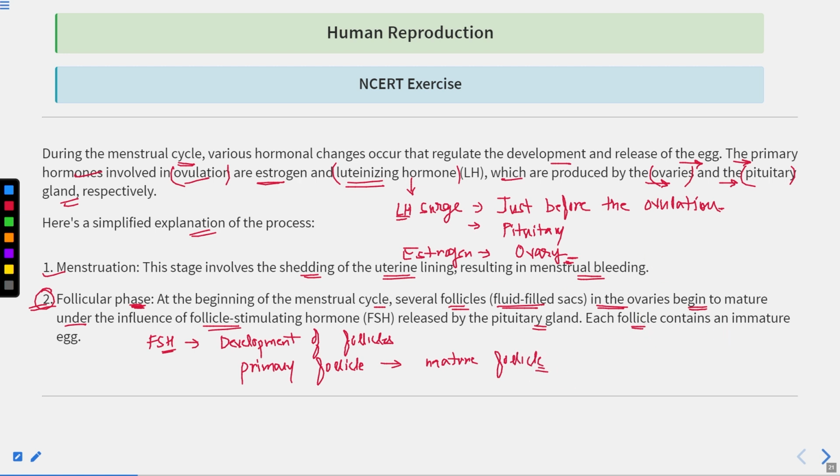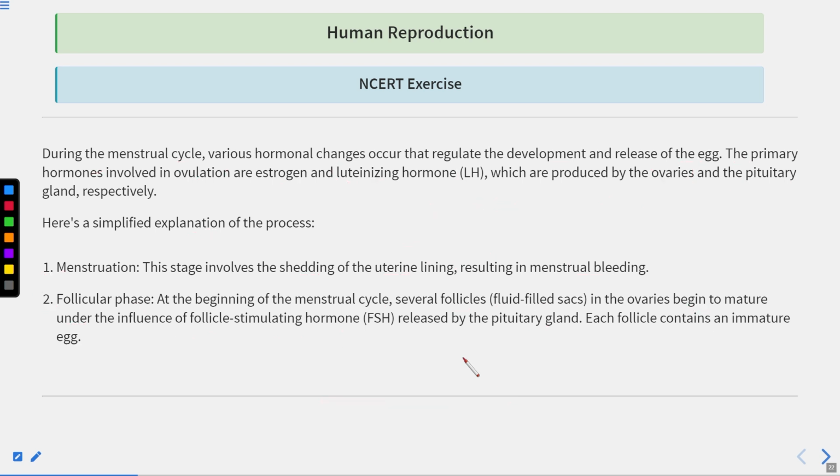Now each follicle contains an immature egg. So these consist of what? The oocyte. Oocyte is known as the immature egg. Okay, clear? And then the rupture of the mature follicle, which is known as the Graafian follicle, releases the ovum, and that is known as the ovulation.